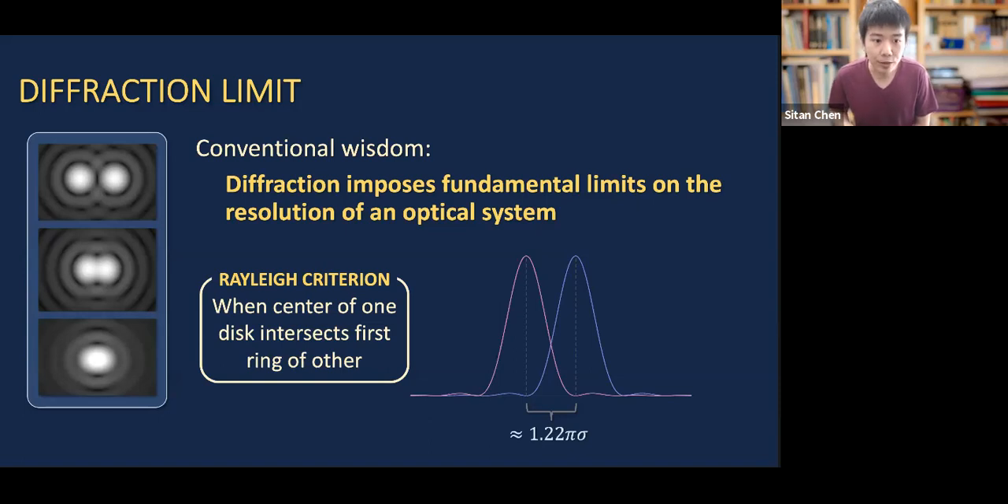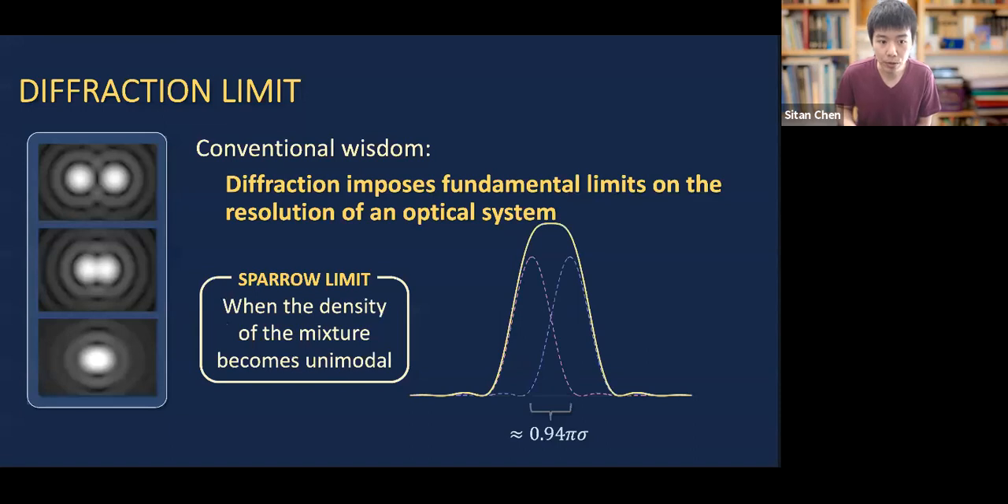There have been plenty of other criteria proposed. There's also the Sparrow limit. And this says that as soon as the mixture of the two Airy disks' PDF becomes unimodal, then resolution becomes impossible. And this amounts to roughly 0.94 pi sigma separation.